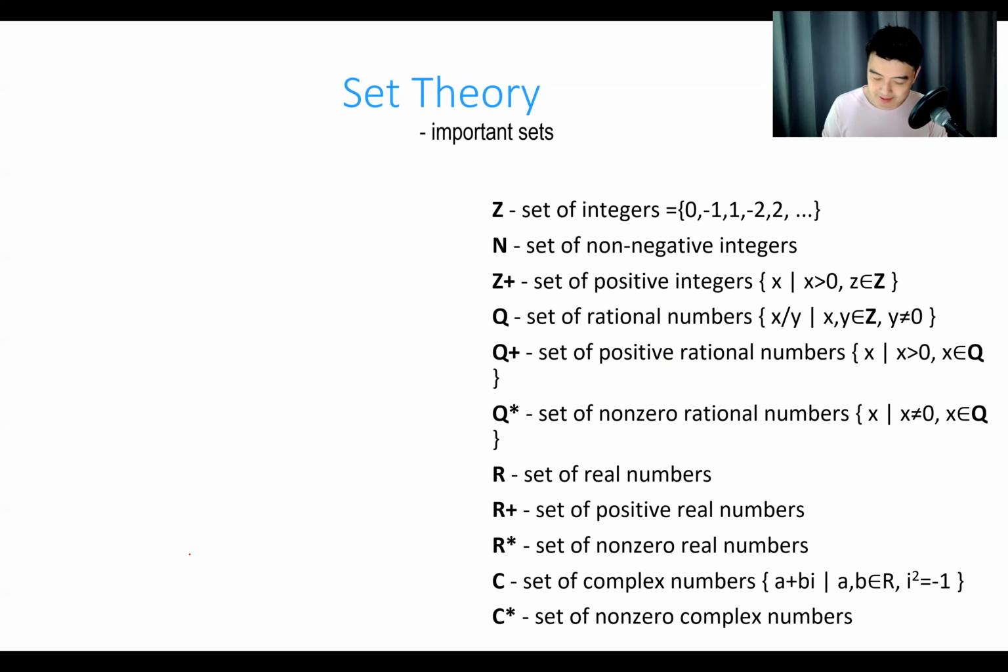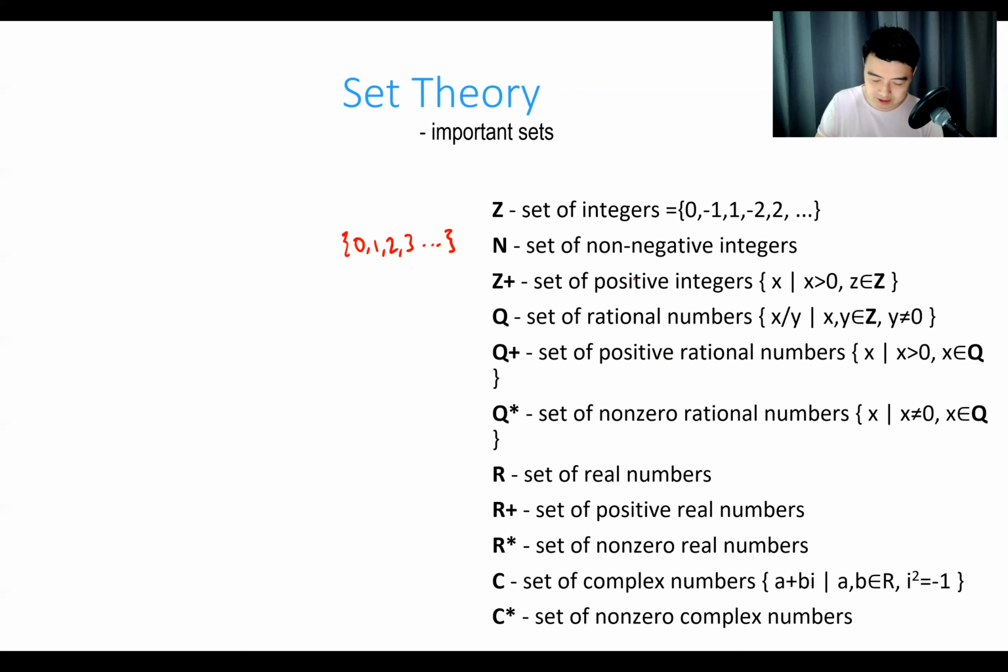So the set Z, whenever we use Z, is a set that is reserved for the set of integers. So 0, 1, -1, 2, -2, and so on. So the set of whole numbers is Z. N is the set of non-negative integers. So non-negative integers are ones that start with 0. So 0, 1, 2, 3, and so on. Okay, so anything that's not negative belongs in this set.